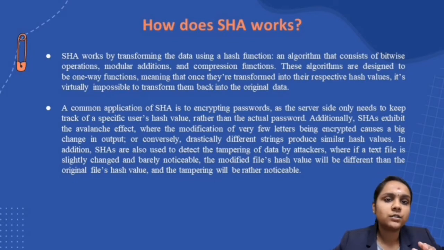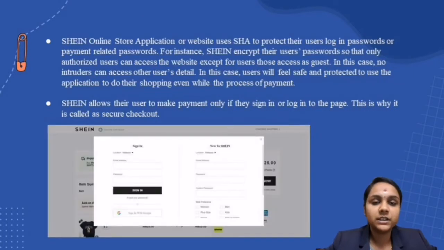SHAs are also used to detect the tampering of data by attackers, where if a text file is slightly changed and barely noticeable, the modified file's hash value will be different from the original file's hash value, and the tampering will be rather noticeable. The SHEIN online store application or website uses SHA to protect their users' login passwords or payment-related passwords.